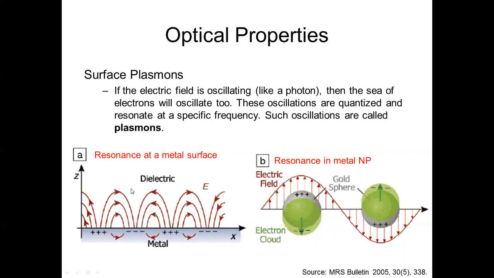If we look at the surface of the metal, we can see that the top, the air interface, acts as a dielectric. So these are the two sides of our system. And then we have the charge oscillating within the sea of electrons. Part B shows the same thing: the electric field is causing the oscillation of the electron cloud on the surface of the plasmon to go back and forth.